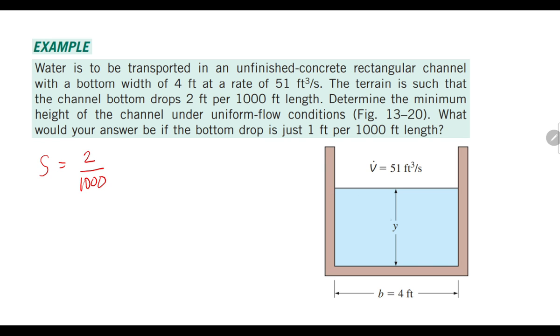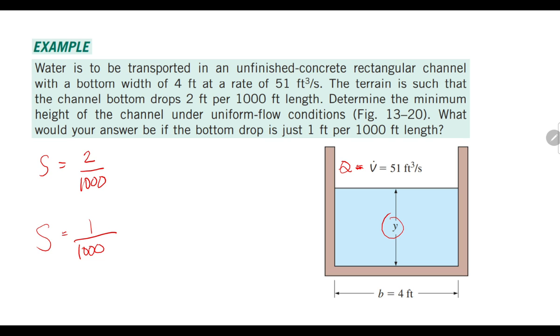Okay, so we have to determine the minimum height of the channel under uniform flow conditions. What would your answer be if the bottom drop is just 1 foot per 1,000 feet length? So that is the first condition. The second condition is a 1:1,000 slope. So we have Q, a volumetric flow of 51 cubic feet per second.